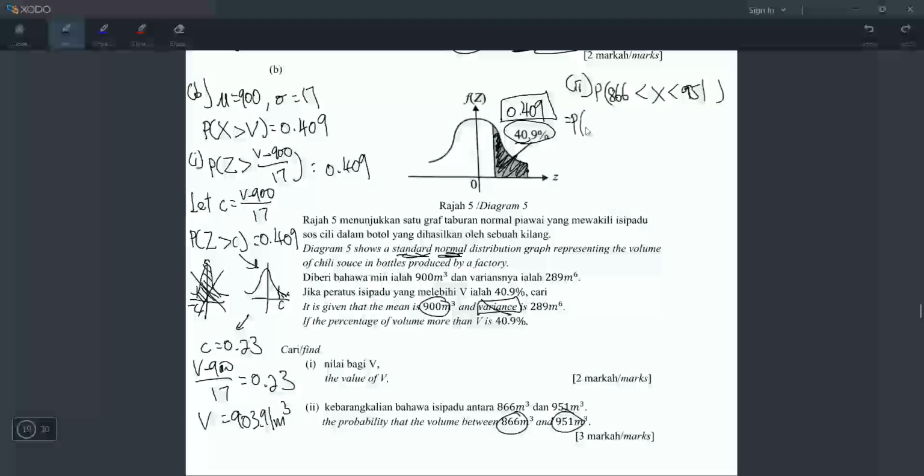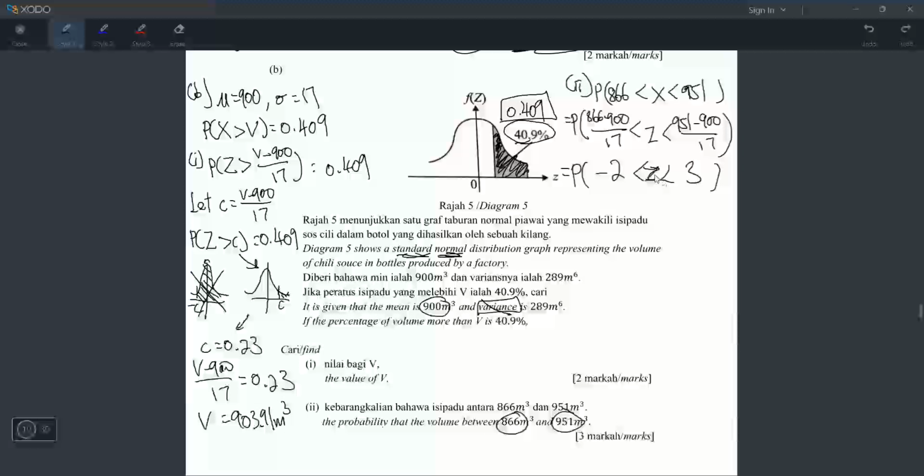And the first step is like just now also, change the X to Z. How to change? Take the X value 866 minus mean 900 divide standard deviation 17. Kautim. This X you change to Z already lah. And then the 951 also do the same thing, minus 900 divide 17. You will get negative something here, and positive something here. Let's press 866 minus 900. Okay, negative 2. And this one you press, you get positive 3.